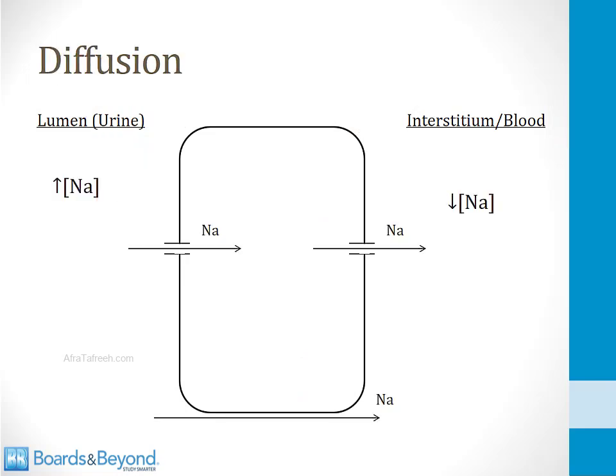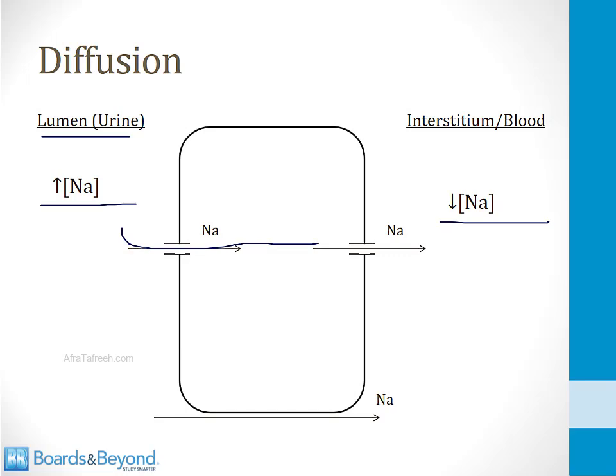Sometimes the tubule cells in the nephron won't use any proteins at all. They'll just use simple channels. So if we have a high concentration of sodium in the urine and we have a low concentration in the interstitium or blood, then sometimes cells will just have channels or openings where sodium can diffuse in and diffuse out, and this is another way that reabsorption of solutes can occur.